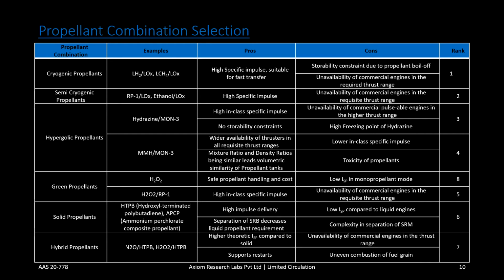The following propellant combinations we study, ranging from cryo, semi-cryo, hypergolic, green, solid, to hybrid propellants. And we've listed down pros and cons for each. Obviously, the highest impulse is delivered by the set of semi-cryo and cryo combinations. However, for the given scientific payload delivery range, we don't see commercially available engine models for the thrust range that we need. So we've listed down pros and cons for each of these propellant combinations and ranked them in this table.